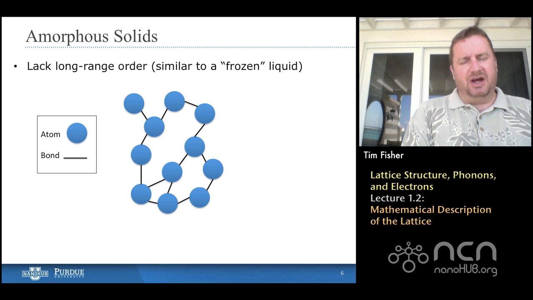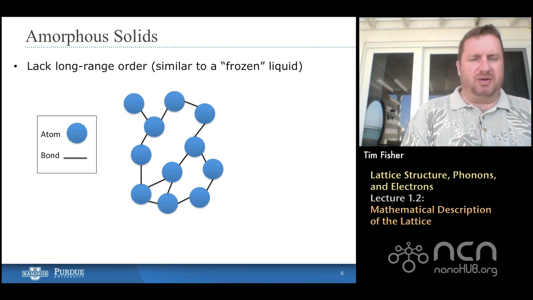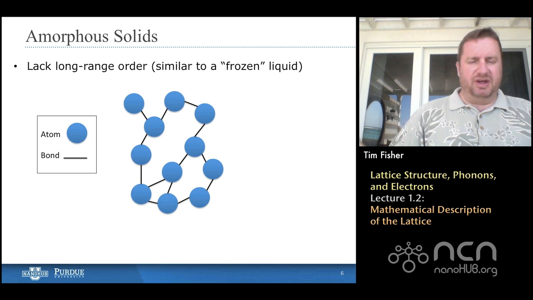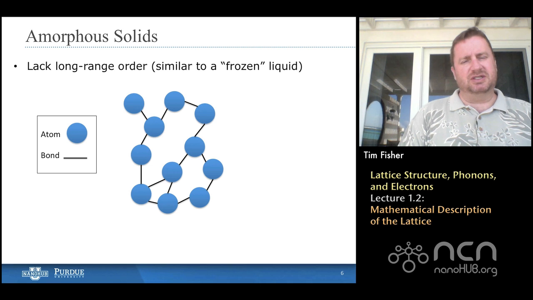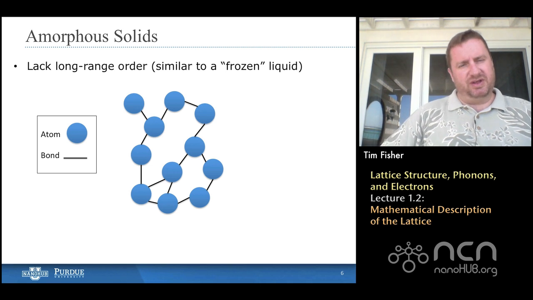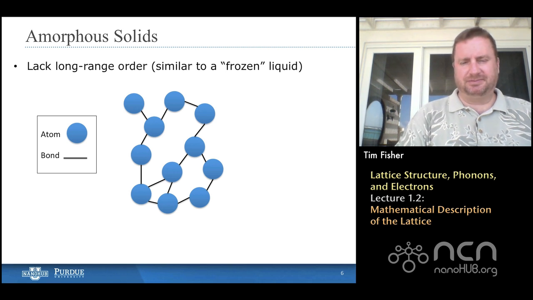And so, because of the way that we'll study the problem, we're looking at long wavelengths that can be much larger than the interatomic distance in some cases, and so the study of those long wavelengths requires some long distance, long range order of the atomic structure.